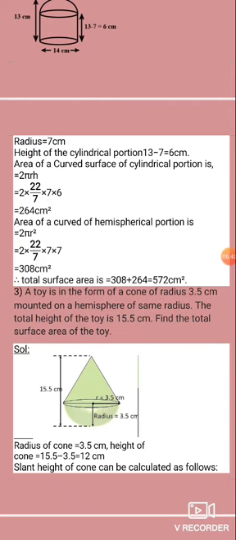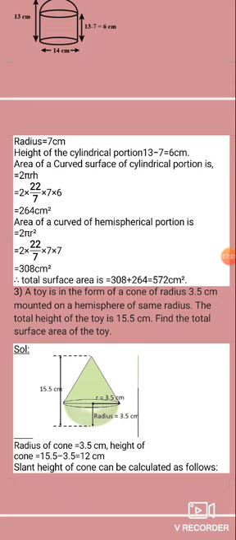Listen, a toy is in the form of a cone of radius 3.5 centimeter, mounted on a hemisphere of the same radius. The total height of the toy is 15.5 centimeter. Find the total surface area of the toy.